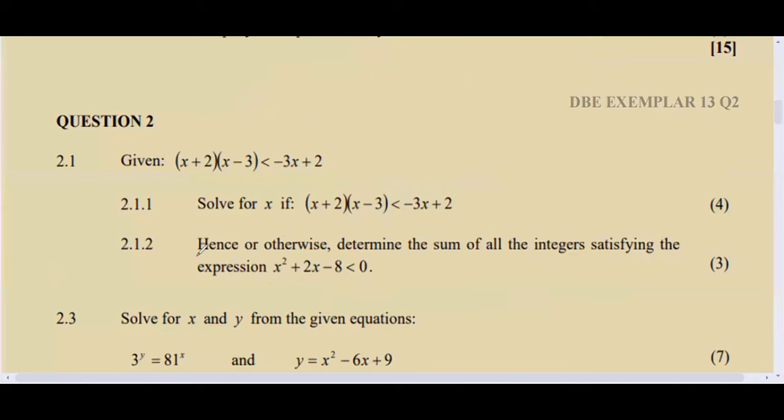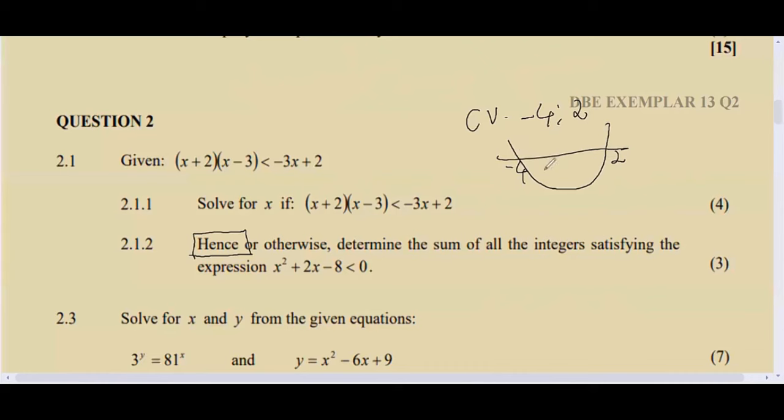Then let's solve this one. Now it's saying hence or otherwise, determine the sum of all the integers satisfying the expression x squared plus 2x minus 8 less than 0. They're saying hence because already you have the solutions for this one. Remember, our critical values were negative 4 to positive 2, and this means all the integers that satisfy the inequality are all the integers that are within these critical values, excluding the critical values themselves.